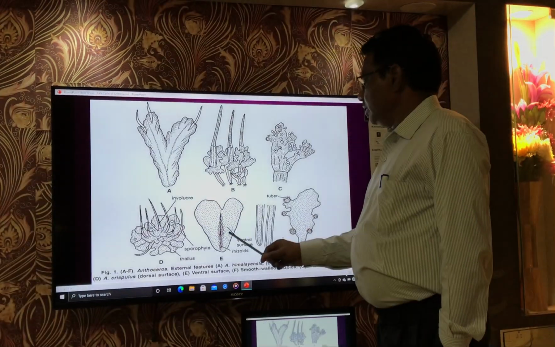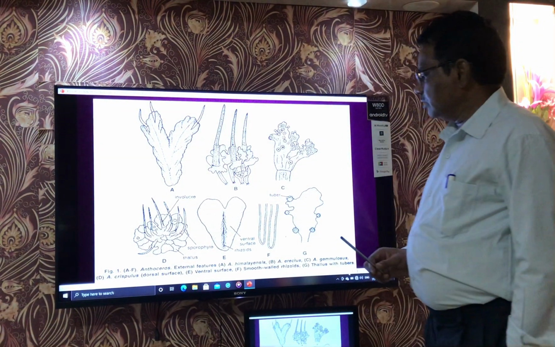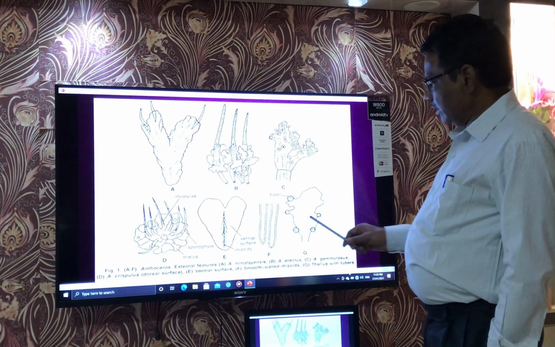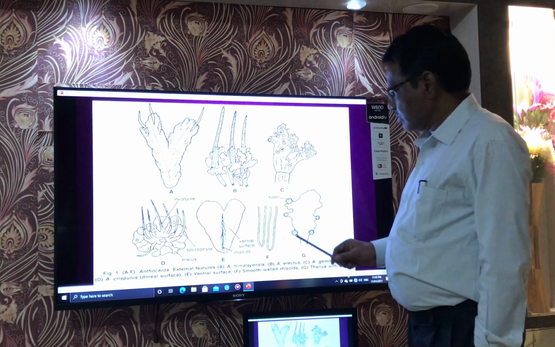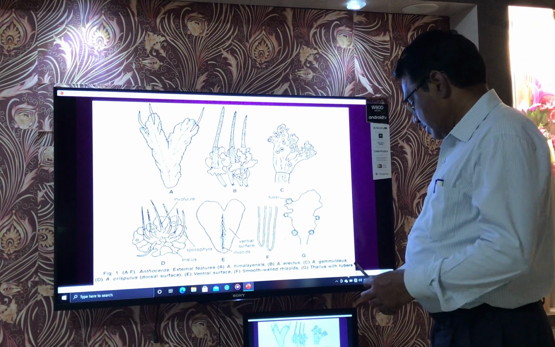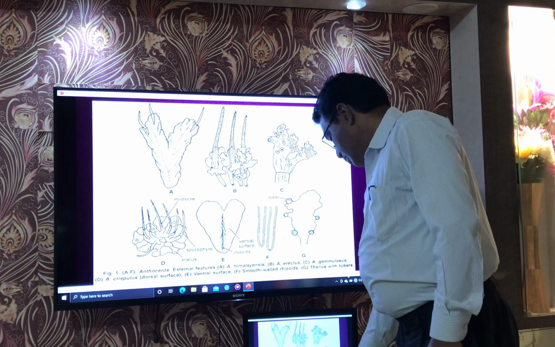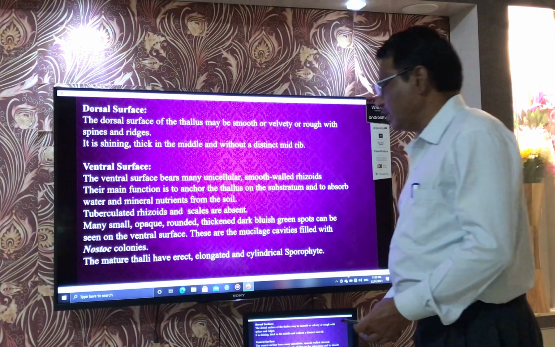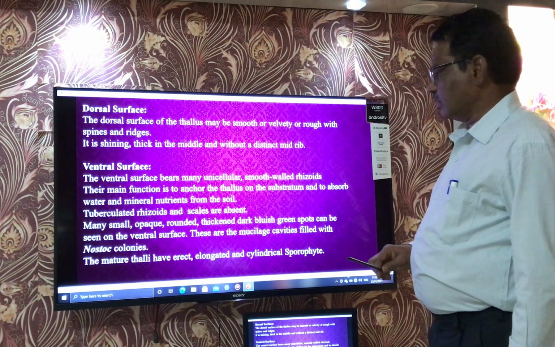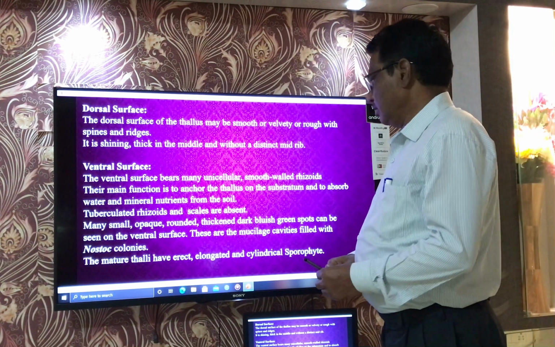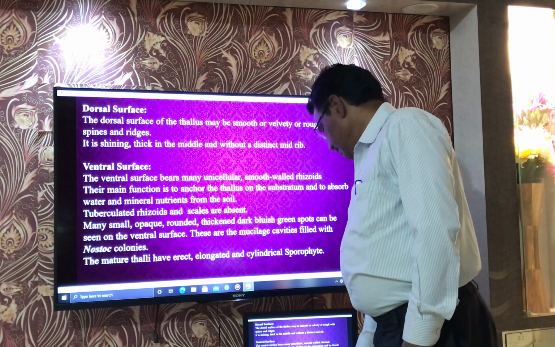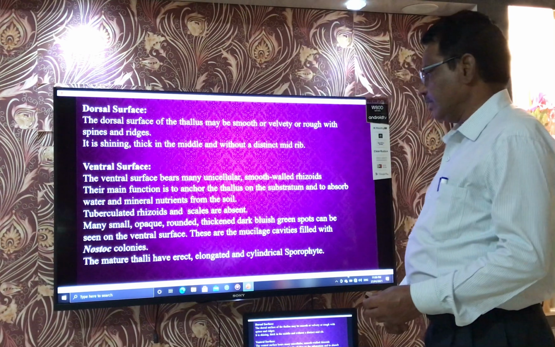Then these rhizoids perform a basic function like a root. That is, they fix this entire thallus firmly to the substratum, and secondly, these rhizoids absorb water and minerals from the soil in which they are anchored or attached. The tuberculated rhizoids, I have told you, are totally absent, and scales are also absent.